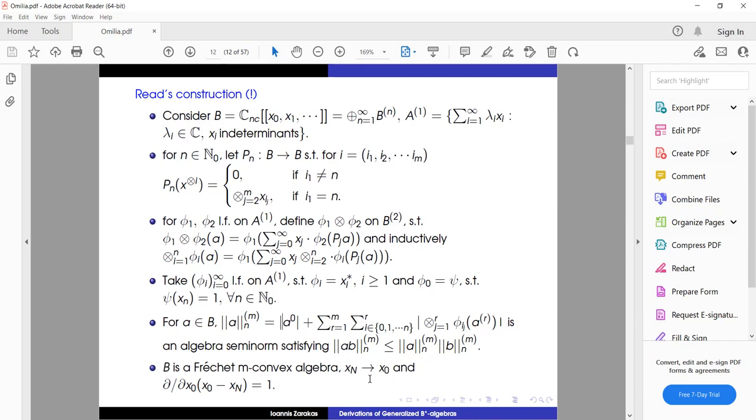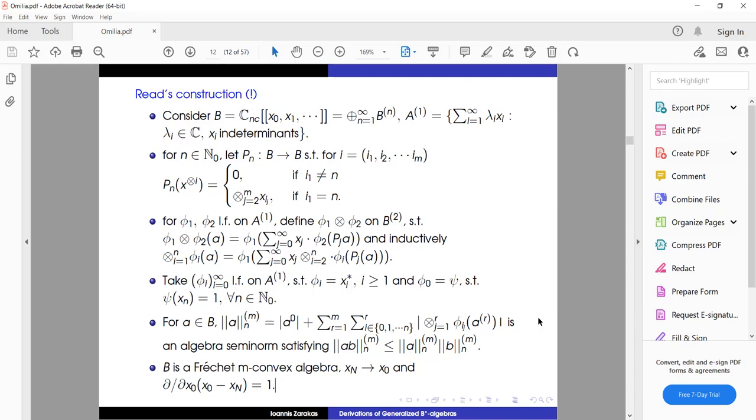And how did he prove that? By considering the very simple partial derivative with respect to the first variable, x naught, for which we see that this derivation is discontinuous. And besides that, its separating space is very large. It has one inside its separating space. So this construction of Read, which was very ingeniously constructed, gave a clear sight that in Fréchet m-convex algebras, the situation may be distinctively different from the Banach algebra setting. It was one paper which initiated this difference, if I may say so.